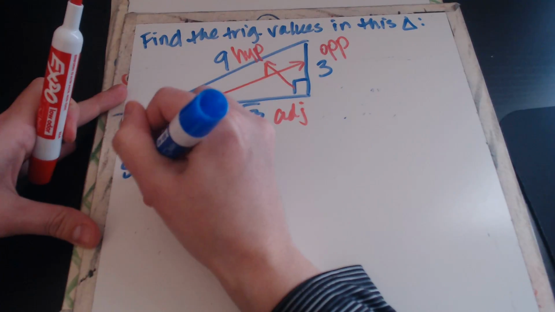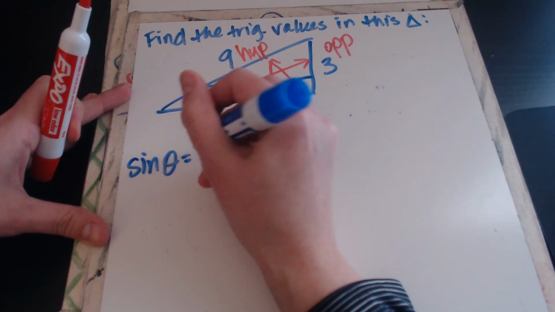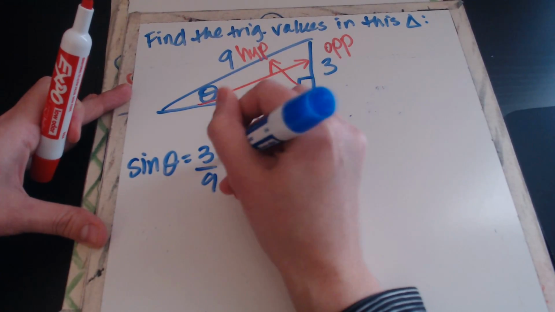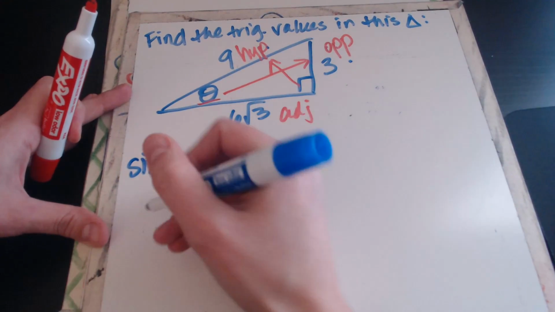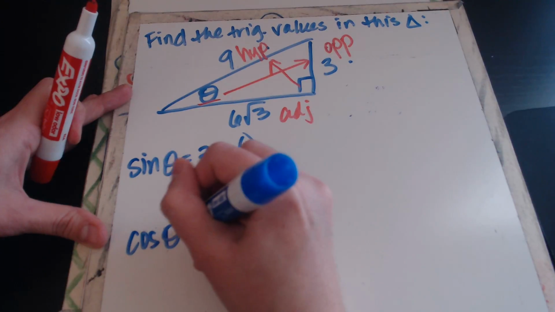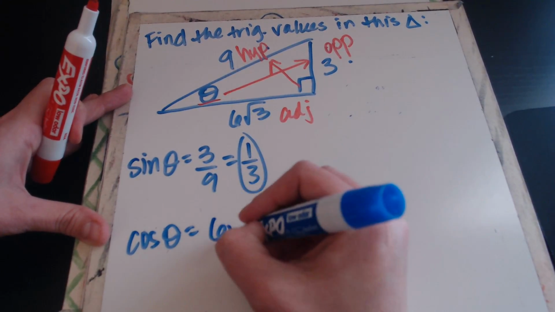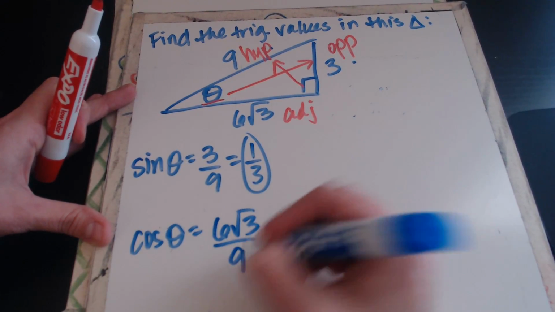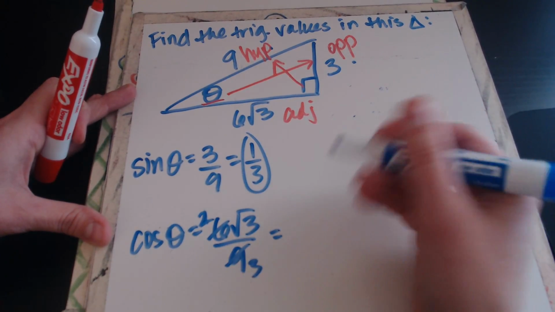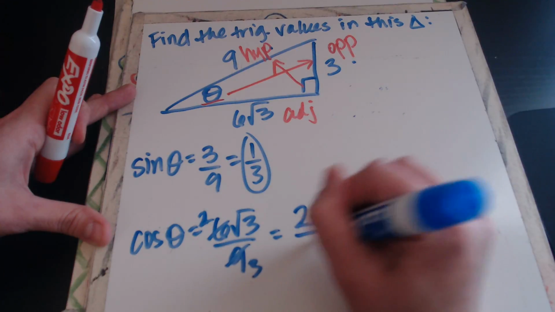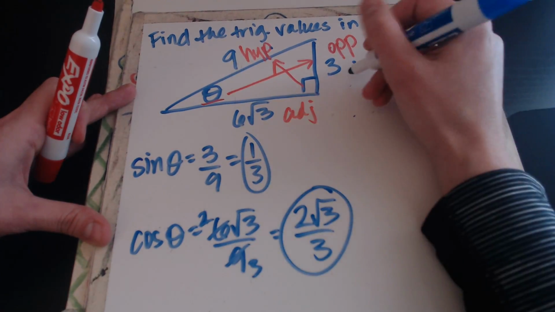So if I ask you to find sine of theta, sine is going to be 3 over 9, opposite over hypotenuse, which is going to be 1/3. If I ask you to find cosine of theta, cosine is going to be 6√3 over 9, adjacent over hypotenuse. 3 goes into that 2 times, 3 goes into this 3 times, so it's going to be 2√3 over 3. So there's my cosine value.